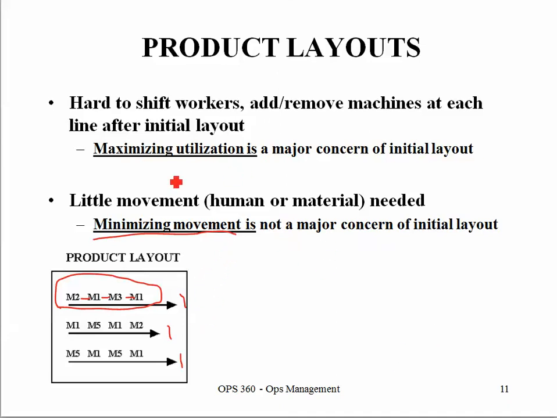What we need to focus on, on the other hand, is maximizing utilization. Because once we have these production lines set up, and again here I've got a real simple example with 4 stages, but think of an auto assembly line with hundreds of stages, it's much harder to shift workers, add and remove machines at each line after that initial layout. So what we're going to pay a lot of attention to in the initial layout is maximizing utilization of the workers and machines on each line. So again, it's the exact opposite of the process layout. Just by going with a product layout, we're going to be minimizing movement. So what we're going to focus on is maximizing machine and worker utilization.